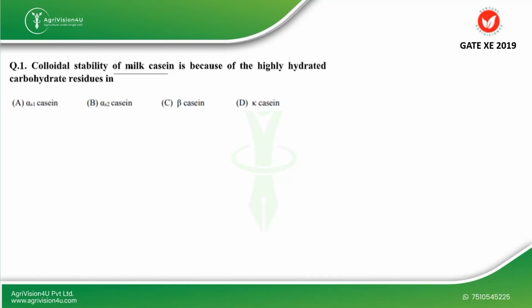And additionally, kappa casein can bind to calcium ions, which further contributes to the stability of the micelle. So therefore, we can say that kappa casein contributes to the colloidal stability of the milk. Kappa casein is a primary factor responsible for maintaining the structural integrity of the casein micelle. So over here, my correct option will be D, that is kappa casein.